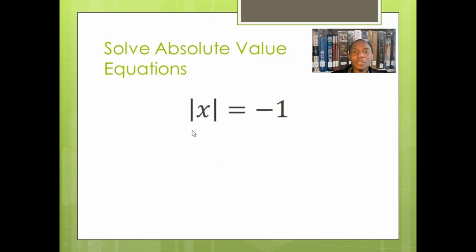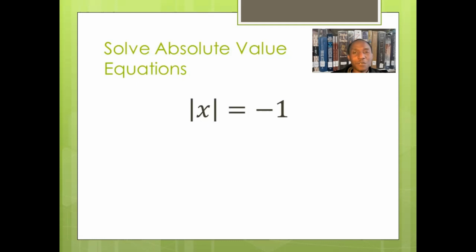Suppose we have the absolute value of x is equal to negative 1. Now, if we consider the pattern that we have used in the previous problems, it seems reasonable that we would say that x is equal to 1 or x is equal to negative 1.